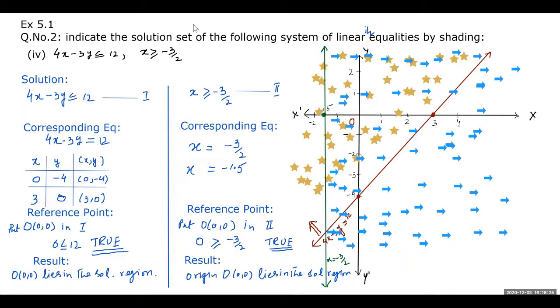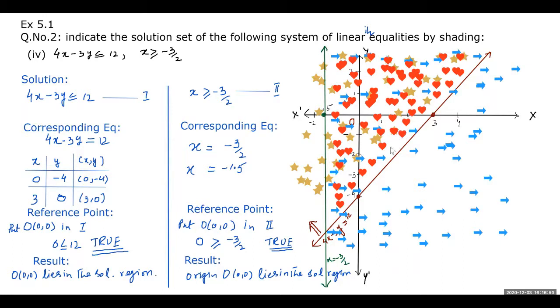So that region can be represented by, that region is the region in which both the colors are present. It starts from here, this and this. This whole region, I'm going to mark it with this heart. This is the common region of the two inequalities. And that completes the solution.